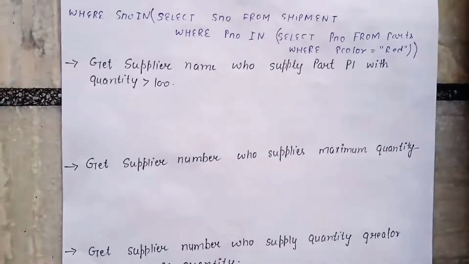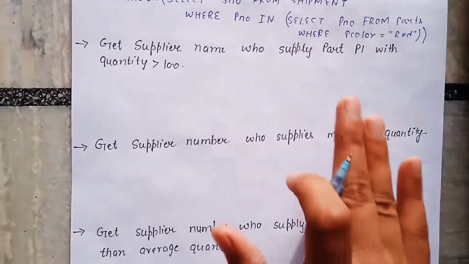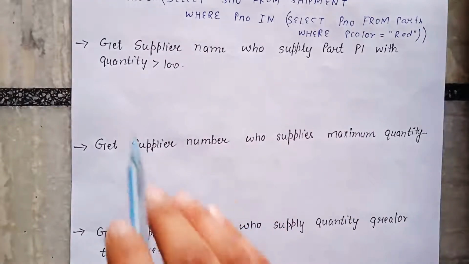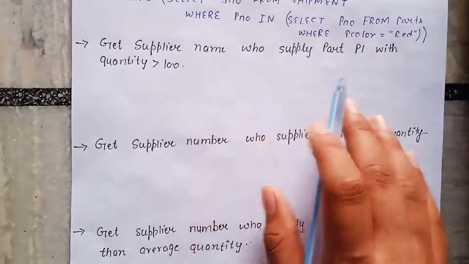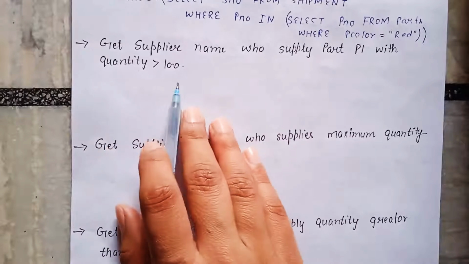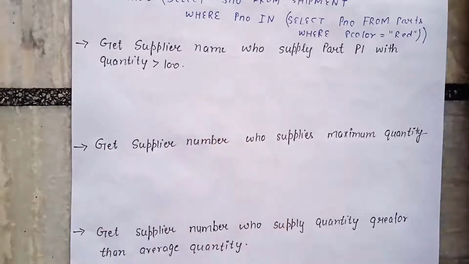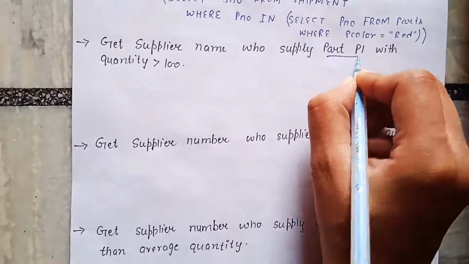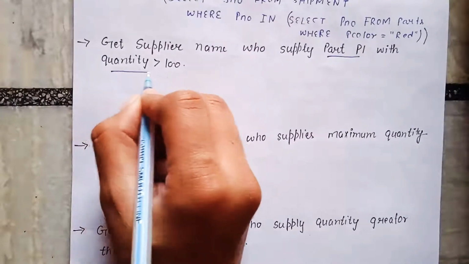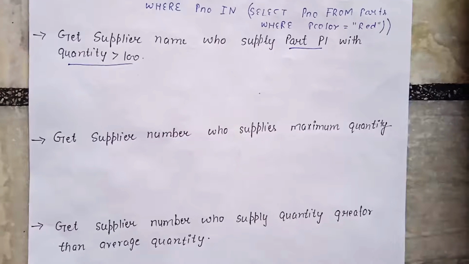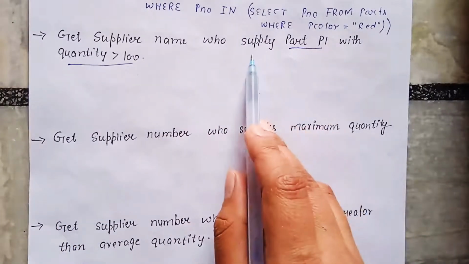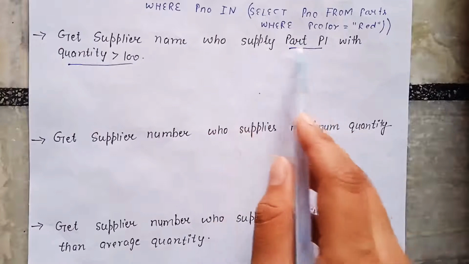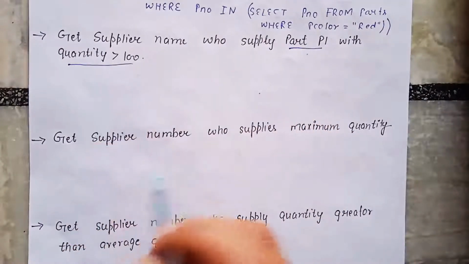Now let's see the next query. The next query is: get supplier names who supply part P1 with quantity greater than 100. Here we have two conditions. Firstly, the supplier supplies part P1, and the second is that the quantity is greater than 100. So how do we write this query? Firstly, we will write an inner query that will fetch those supplier IDs who supply part P1 and their quantity is greater than 100.